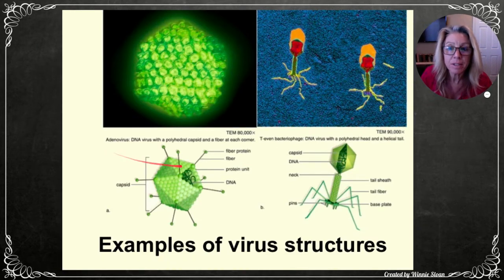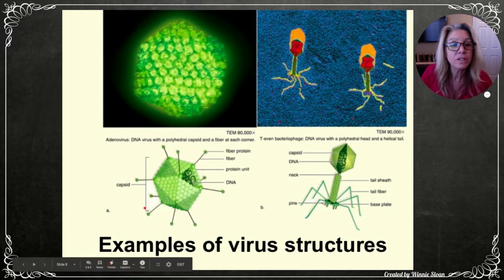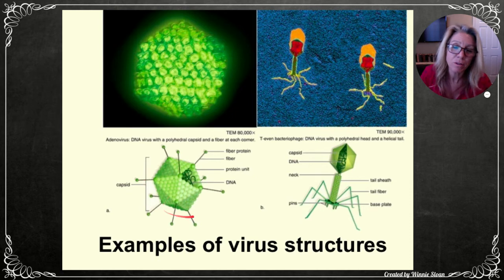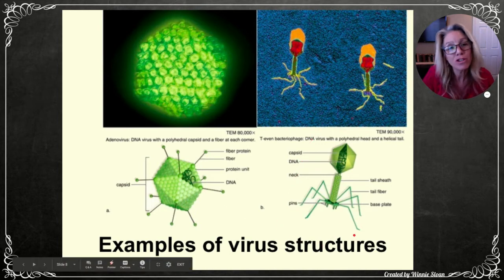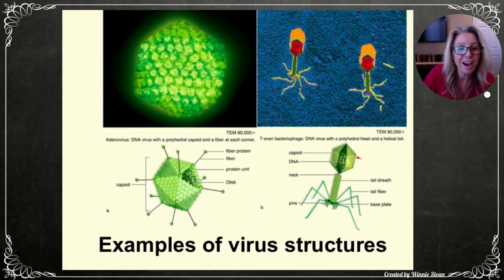The adenovirus, this is commonly used in gene therapy because they'll deactivate it. Normally it would give you like the flu, and they use it as a vector to bring genes into, let's say, our cells. This is a bacteriophage. Remember the Hershey and Chase experiment? That's when they labeled the protein capsid and the nucleic acid inside. Remember with P32 and S35?